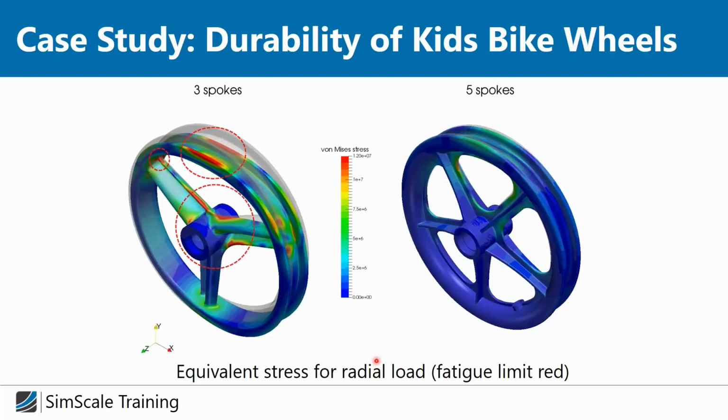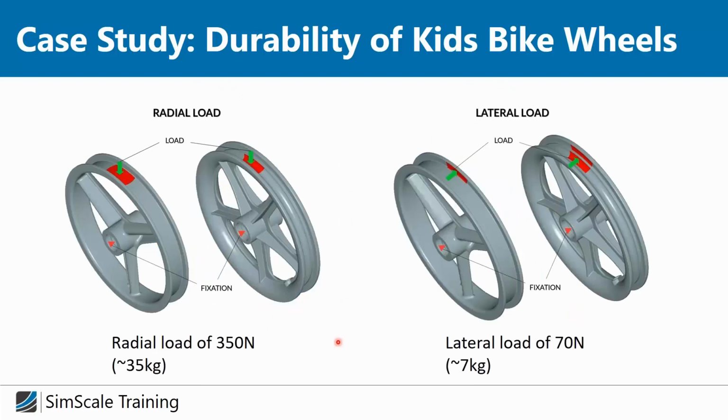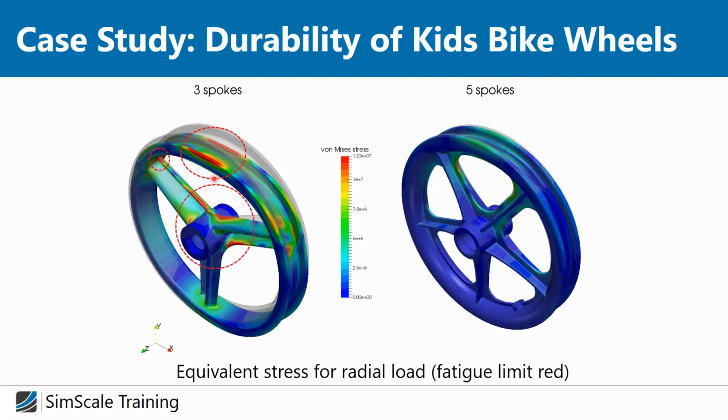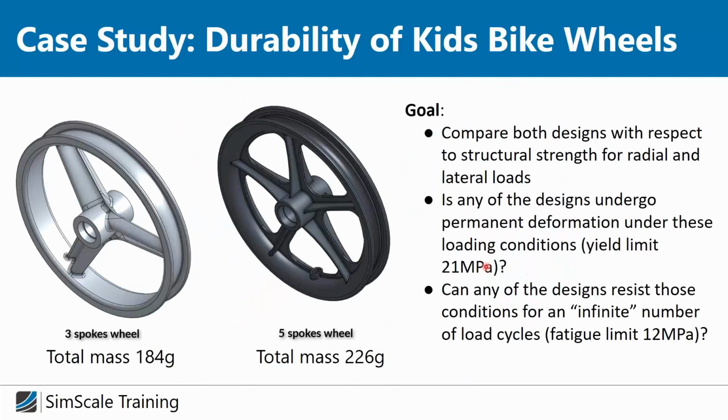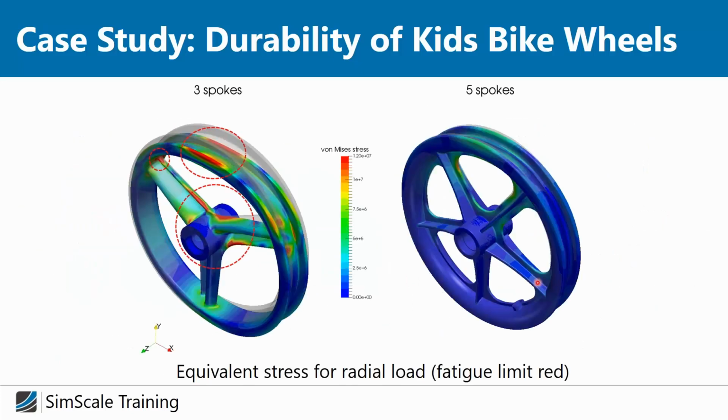And first of all, for this simulation we apply two loads. The first one is a radial load of 350 Newton, and here you can see the von Mises stress. As you remember, we said 21 megapascal, 12 megapascal is the maximum stress for the fatigue limit.